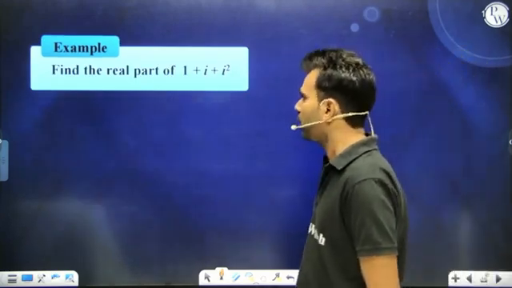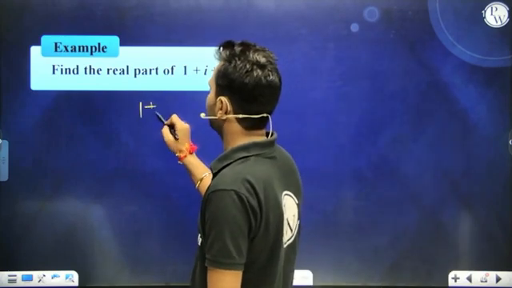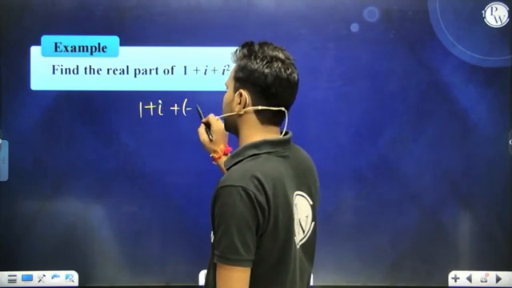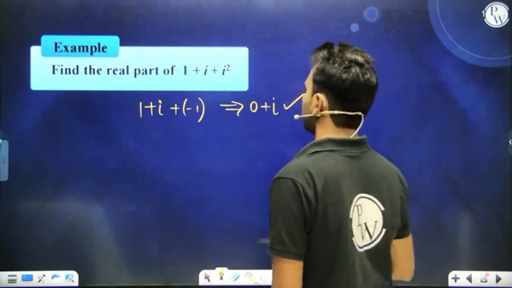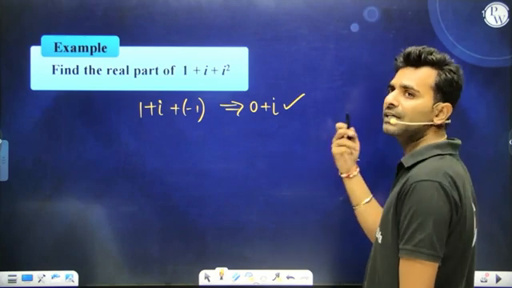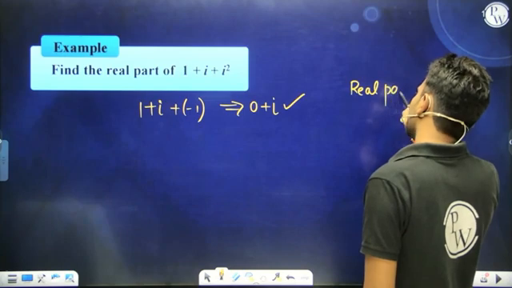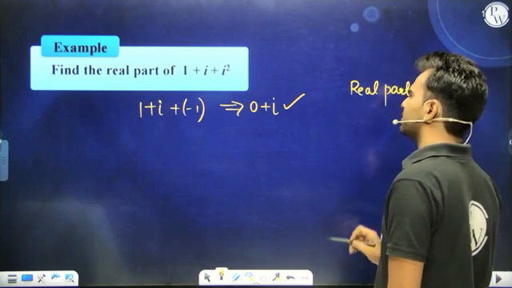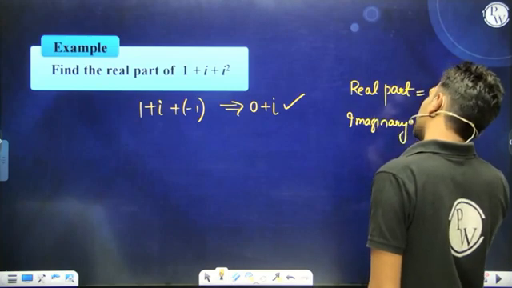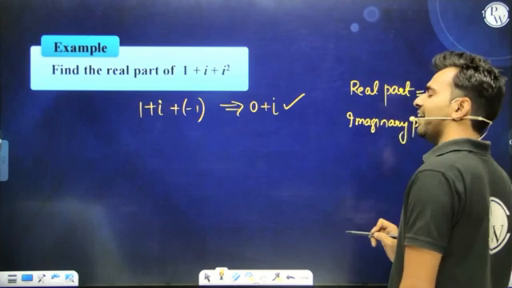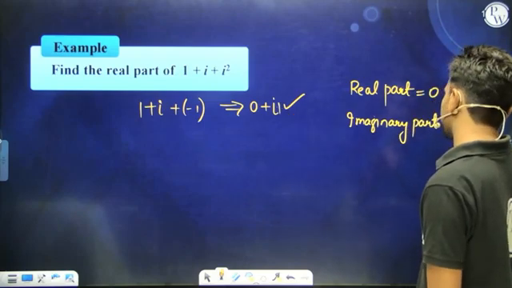I said okay. What is the real part of this particular complex number? This expression can be written as 1 plus iota square. Iota square is, by the way, minus 1. So this can be rewritten as 0 plus i. Yes or no? Now the term which is written without i in it is the real part of the complex number. That is, the real part of the complex number over here is going to be 0. And the term which is written along with i is known as the imaginary part. So along with i, 1 is written. So that's why 1 is the imaginary part.